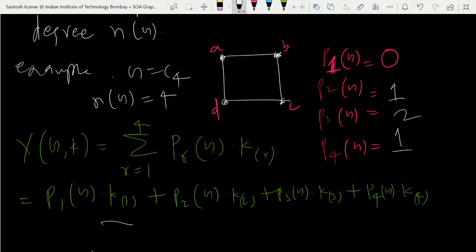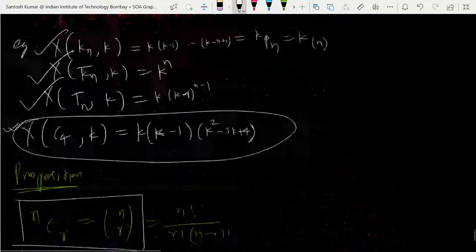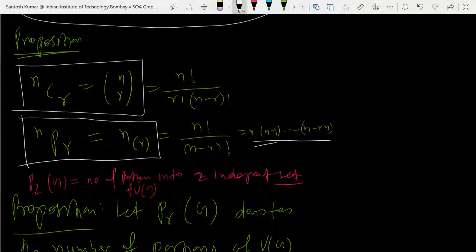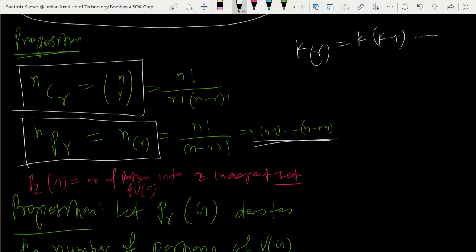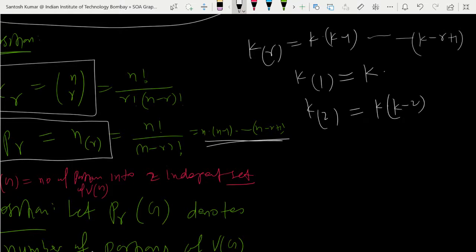Now K1, K2, K3, K4 are already known. You don't have to worry about that because this is the formula. So K_r is going to be k into k minus 1, and for the r terms you have to go on, like k minus r plus 1. It depends on r. If you write K1, just one term you have to take. K2, you have to think about two terms. If you write K3, you write three terms.